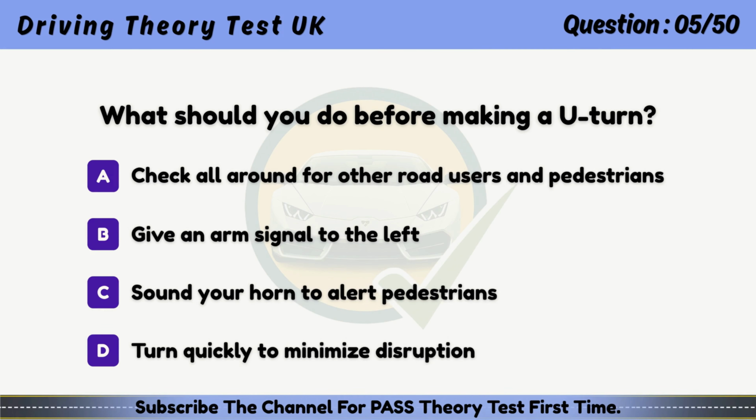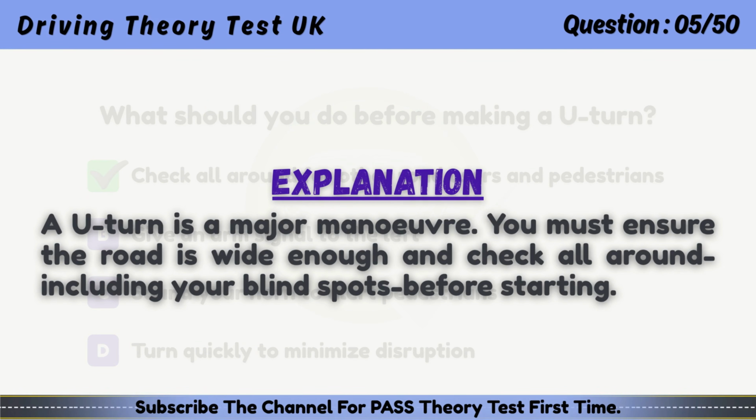Question 5. What should you do before making a U-turn? Option A. Check all around for other road users and pedestrians. B. Give an arm signal to the left. C. Sound your horn to alert pedestrians. D. Turn quickly to minimize disruption. Answer is A. Check all around for other road users and pedestrians. A U-turn is a major maneuver. You must ensure the road is wide enough and check all around, including your blind spots, before starting.